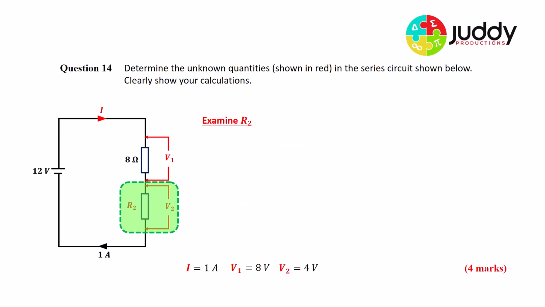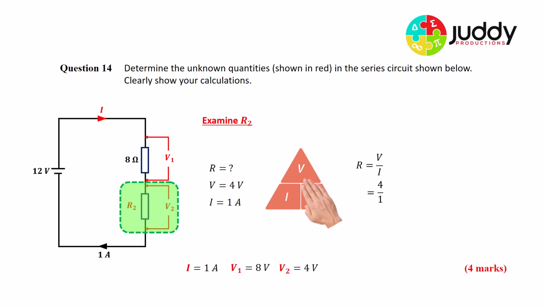Now, we've only got R2 remaining to work out as an unknown quantity. So let's look at R2, our second resistor. The resistance is question mark. We just determined there's 4 volts across R2, and as we just stated earlier, we know the current is 1 amp all the way around this circuit, including through the resistor R2. Ohm's law, V equals IR, we want to find the resistance. We cover it over. That leaves us with an equation, R equals V over I. Voltage is 4 across this resistor.